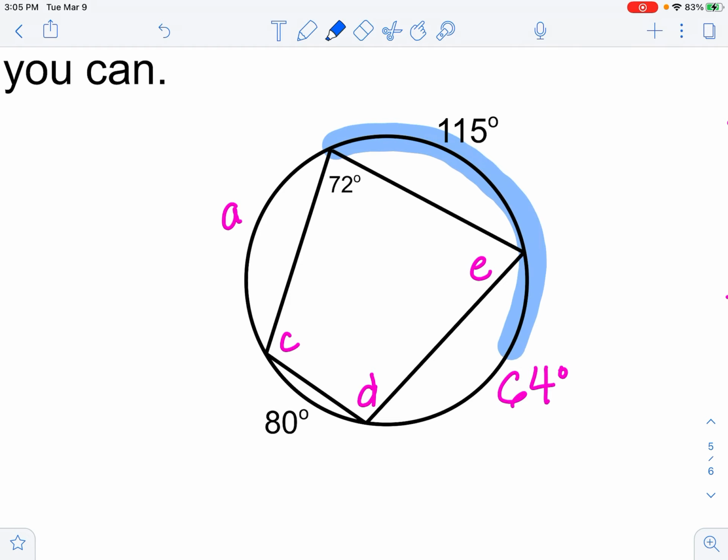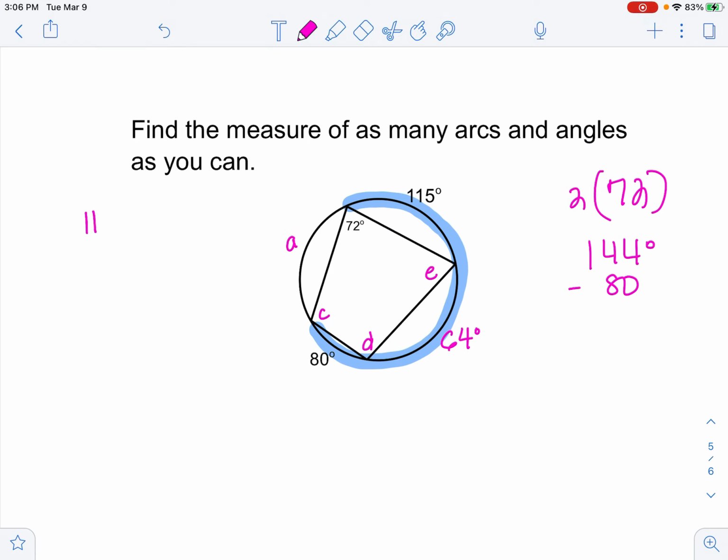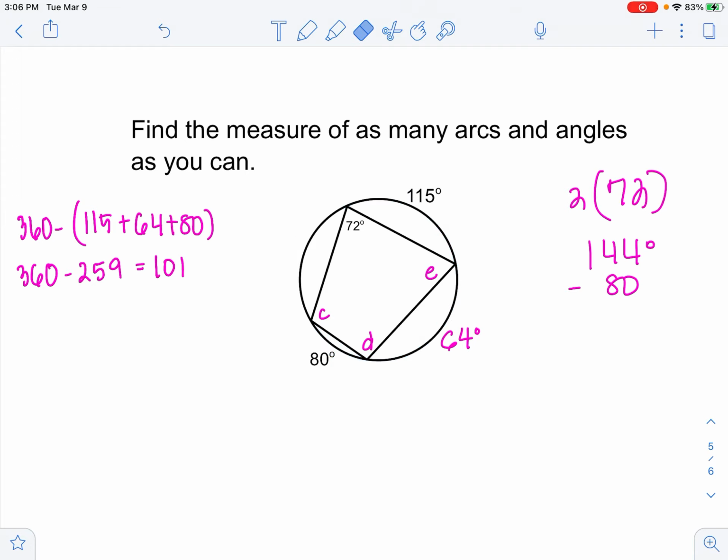Now I can find A. A is the only missing arc. So I know this arc, I know this arc, and I know this arc. So I'm going to do 115 plus 64 plus 80, and then take 360 minus that. In my calculator, 115 plus 64 plus 80 gives me 259. So I'm going to do 360 minus 259, which is 101. So now I know that arc A is 101 degrees.